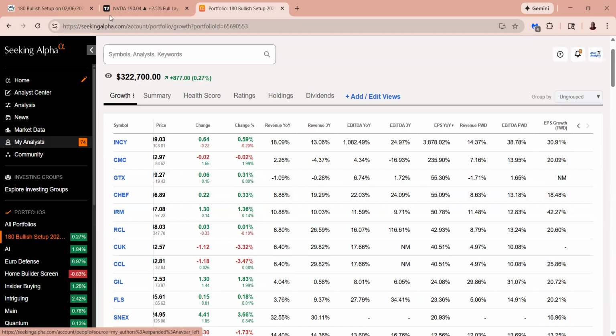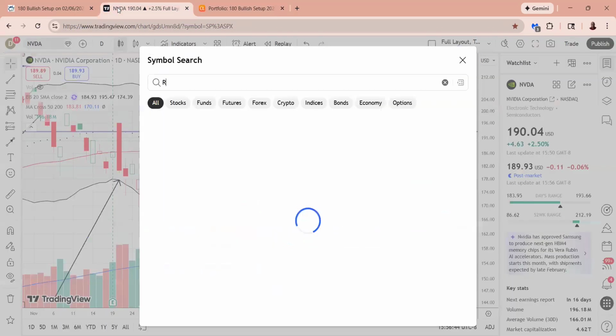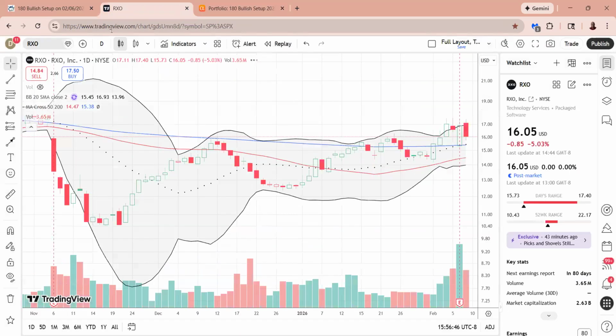Let me take you through them. The first one was RXO, ticker symbol RXO. And I actually violated the rules. In fact, you're going to find that I actually violated the rules for the 180 bullish setup several times. Now, RXO met both my earnings and my revenue forward growth filter. So I jumped a little ahead in terms of buying.